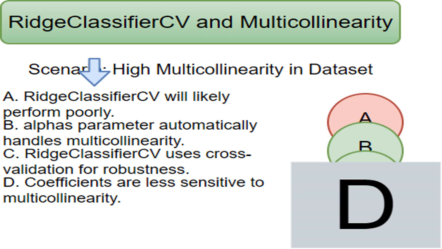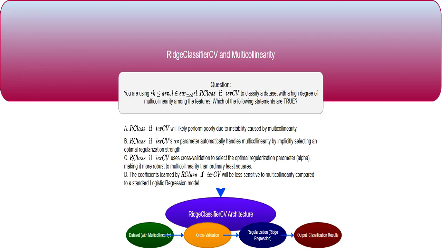Ridge regression shrinks the coefficients, the numbers that tell you how much each feature affects the outcome. This shrinkage makes the coefficients less sensitive to the instability caused by multicollinearity, compared to simpler methods like standard logistic regression.